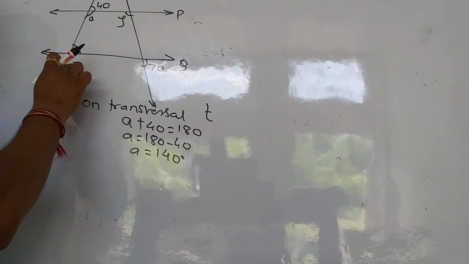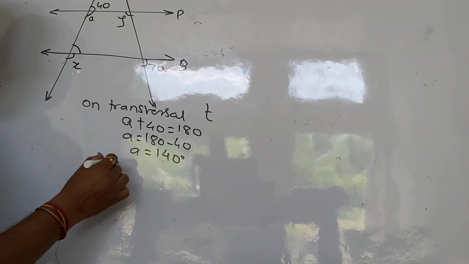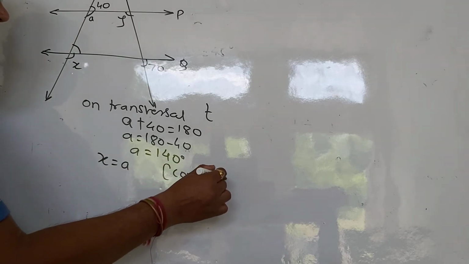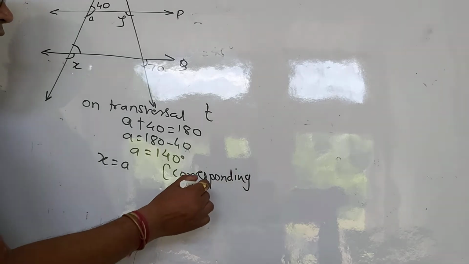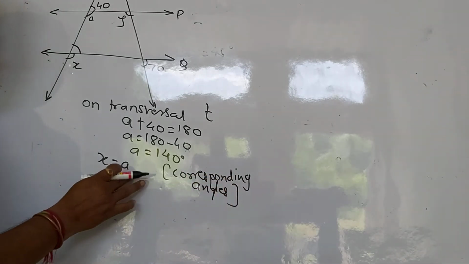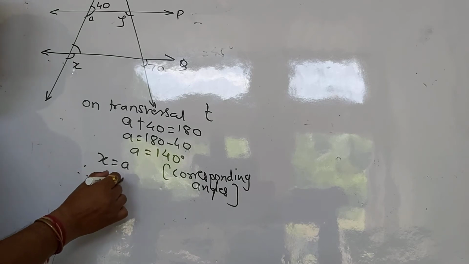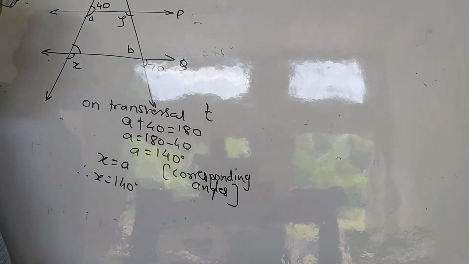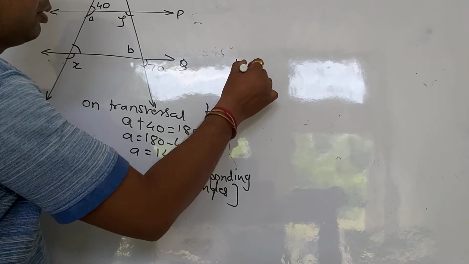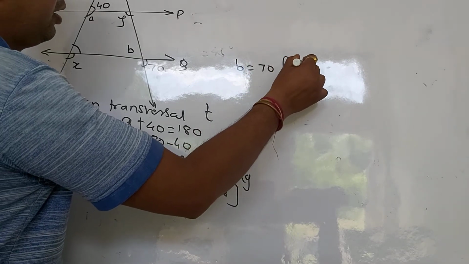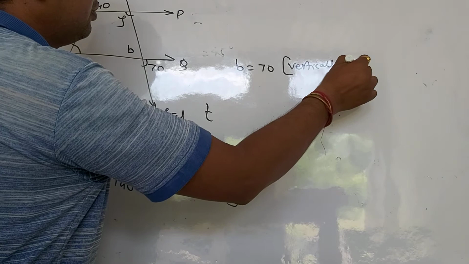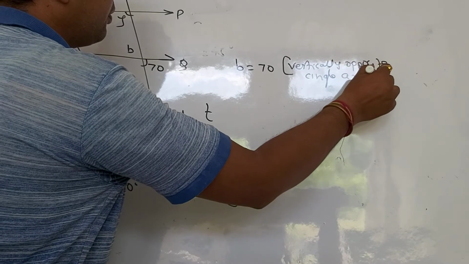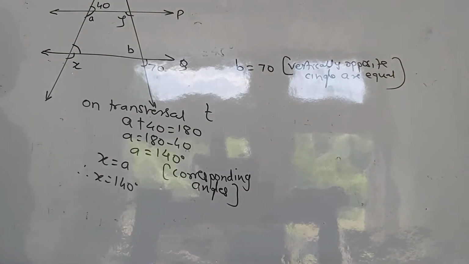Now here X and A, these both are equal. X is equal to A. Reason you can give corresponding angles. These are corresponding angles and corresponding angles are equal. Now A we have 140, therefore X is equal to 140 degrees. Next, this is Y and this is 70. So we will take a variable B here. B is equal to 70. Reason you can give vertically opposite angles are equal. So we got B is equal to 70.